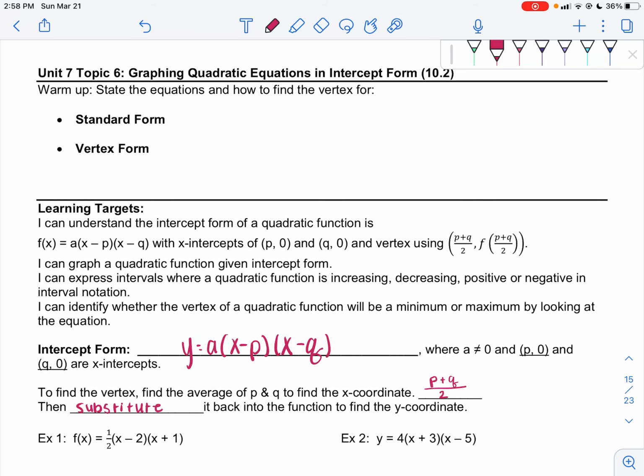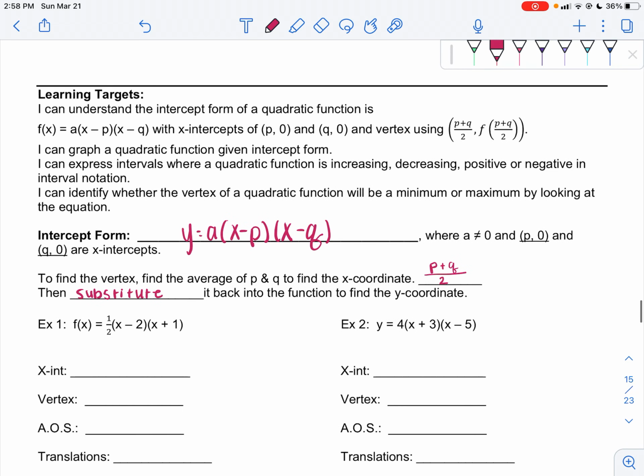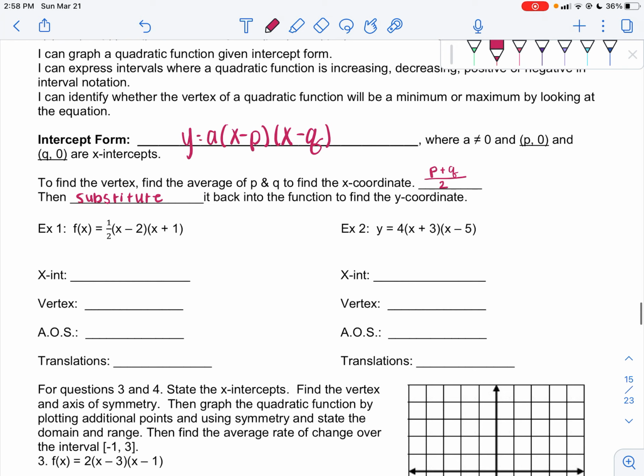In this video, we're going to be talking about intercept form. So intercept form, you should be familiar with. It's y equals a times x minus p times x minus q, where a is not equal to 0, and then the p and the q give you the x-intercepts.